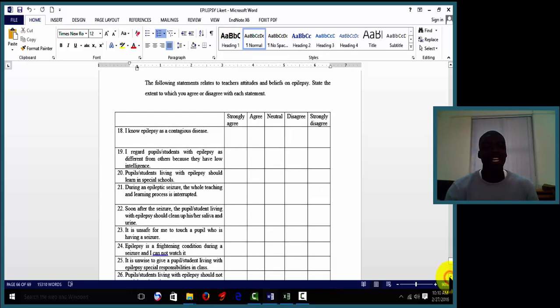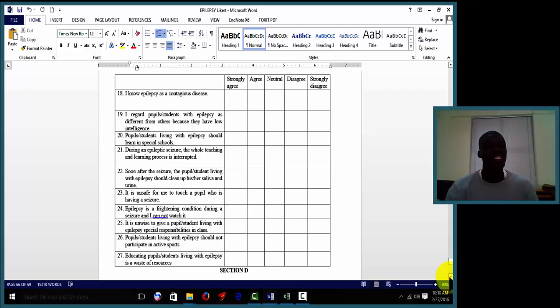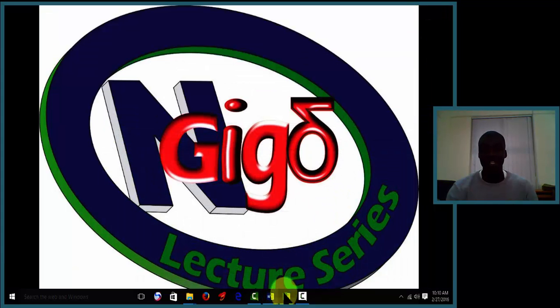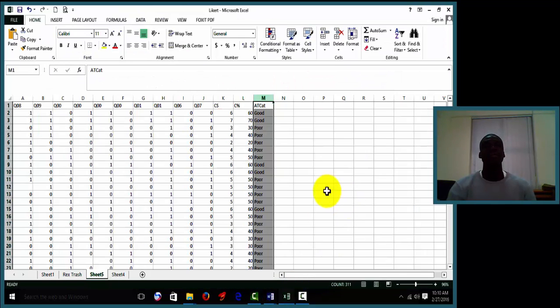All right. So we have questions 18 to 27 that we worked on, and we used them in generating this particular sheet. This was the work that Rex loaded, and we all agree that he was able to use those 10 questions to classify each of the respondents by their attitude or beliefs towards epilepsy. So we have this one now, but this is not where the analysis ends.